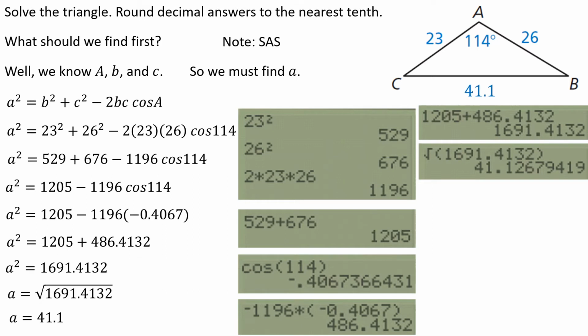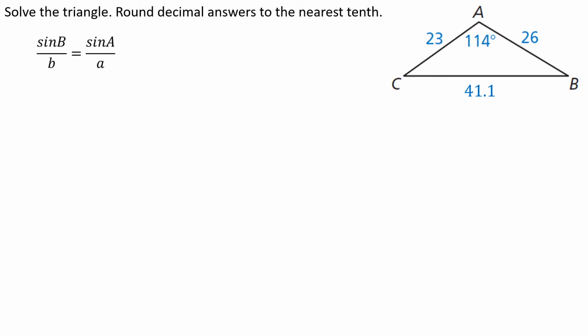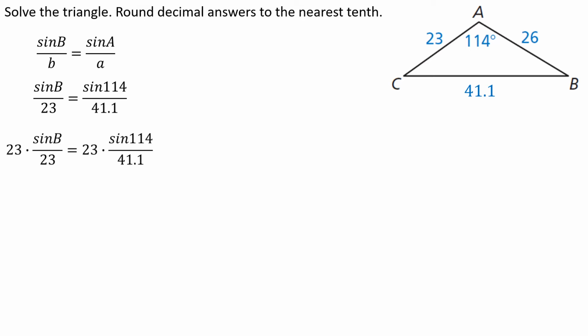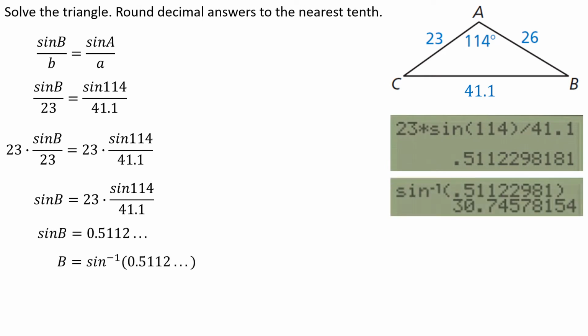Add that to the diagram. Now I do have an angle and its corresponding side. So now I can use the law of sines. All right, so maybe I want to find the angle B first. This is from the previous lesson using the law of sines. Heavy use of the calculator, inverse sine function, and voila. There is my missing angle.